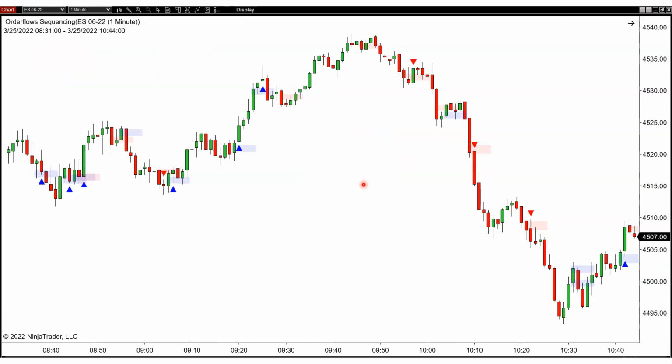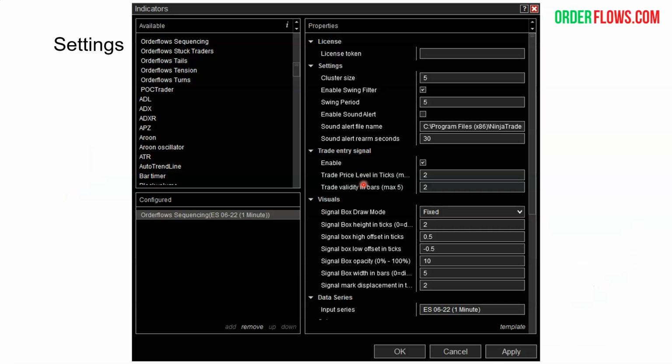And that's why we created the Orderflows Sequencing Indicator, which basically does that analysis for you. So when you have the sequencing, it's going to tell you when to take the trades rather than just, oh, there's sequencing here, right? You want to know which trades you should take. And honestly, we've got the settings. They're very simple to use.